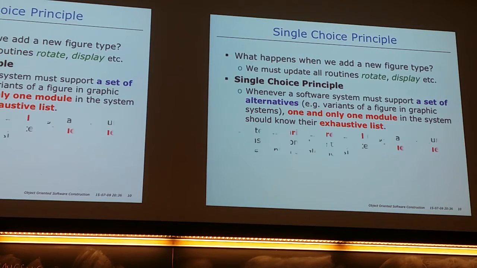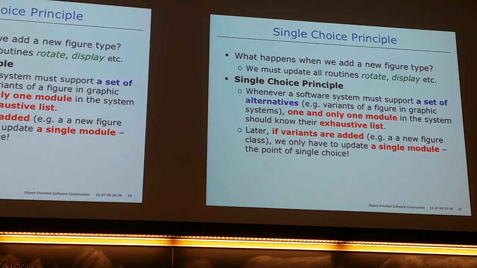So later, if any variance, when we say variance here, if we are trying to add a new figure, we only have to update a single module, the point of single choice. We'll see how this can be realized by using polymorphism.